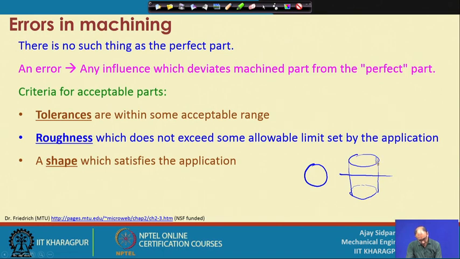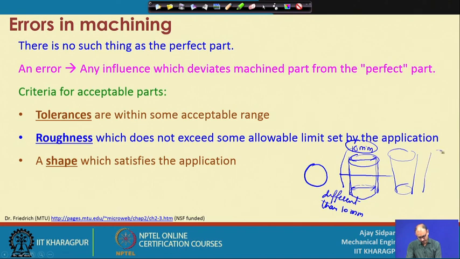Generally, when we say the diameter is 10 mm, we assume that it is 10 mm throughout the length. But sometimes it happens that at the starting point it is 10 millimeter, and at the bottom portion it may be something different than 10 mm, maybe on the plus side or minus side also. So, there is a problem with the shape. You may come across this type of taper shape in this direction or in this direction.